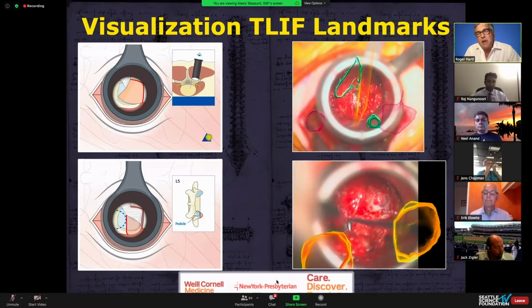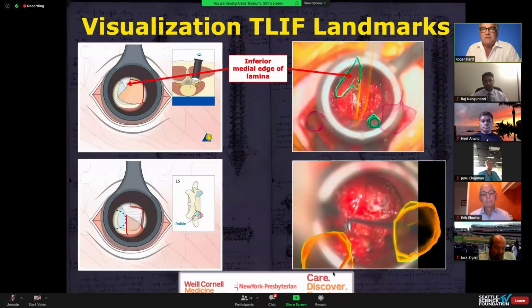We use it under the microscope, where we look through the microscope, through a tubular retractor, we see the anatomy, and then the virtual reality allows us to project some of the basic landmarks for MIS T-lift surgery into the anatomy, such as shown here, where we can see the pedicles, the inferior edge of the lamina, the pars.